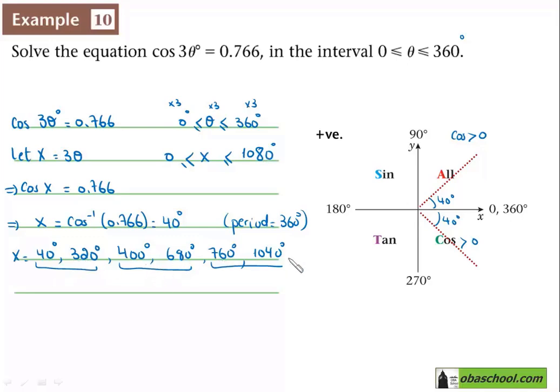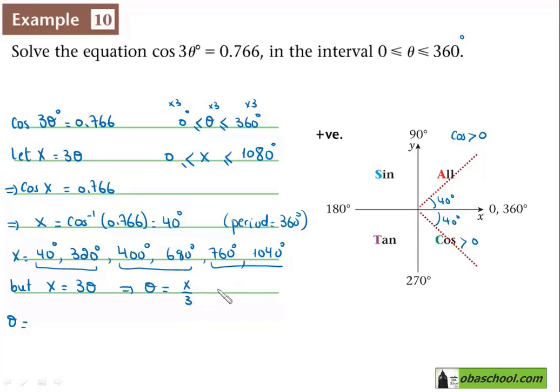These are the values of x. Pay attention that we need to find theta, not x. So we go back to the initial equation, x equals 3 theta. So to find theta, we divide each value of x by 3.